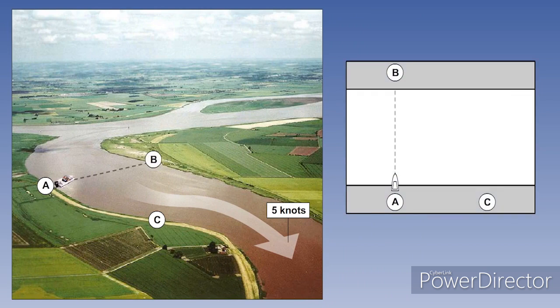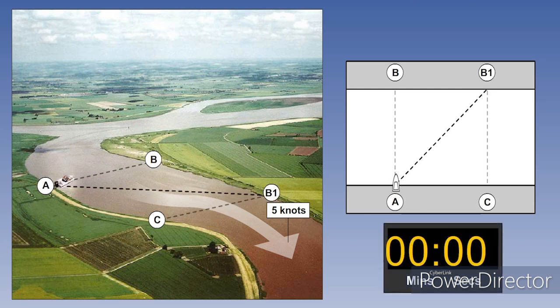Now, combine these two ideas. Imagine we set off from position A, point our boat in the direction of position B, but are swept downstream by the current. Remember, both the river and our boat are travelling at 5 nautical miles per hour. That's 5 knots. We'll finish up at position B1. Let's look at the boat's path again.